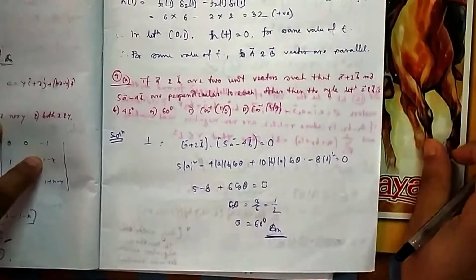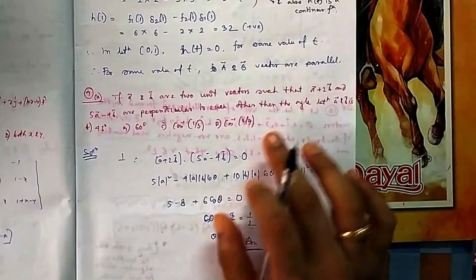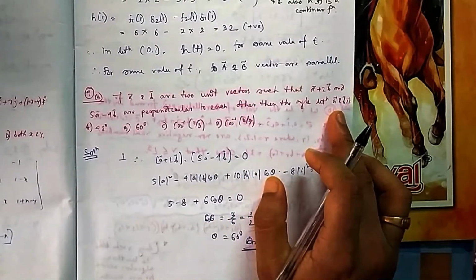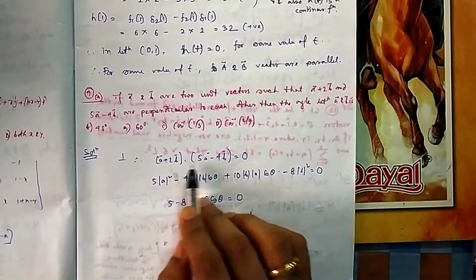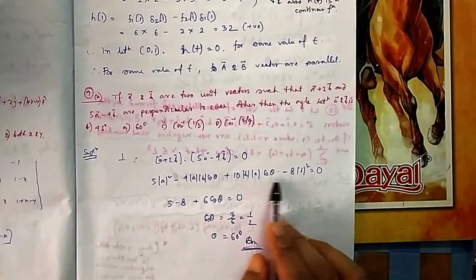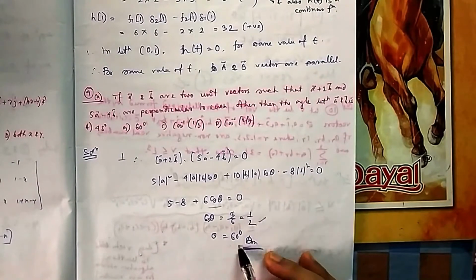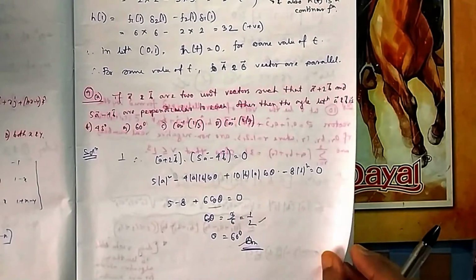Now if we come to 9a, if A and B are two unit vectors such that this and this are perpendicular to each other, then find the angle between them. Perpendicular means these two dot products are 0, so you can open it easily, a dot a, a dot b. Once you do it, you will find cos theta equal to half, then the angle is 60 degrees. So that is your answer.